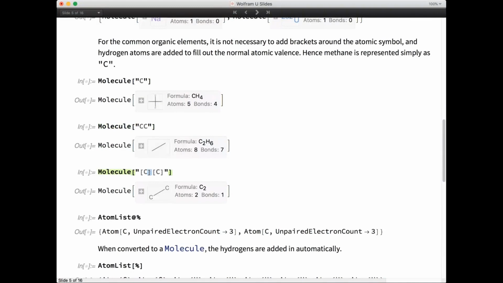Whereas if you bring back those square brackets and don't tell us how many hydrogens are in it, this is how you get a single molecule with 2 carbon atoms and no hydrogen atoms. And so if you look at its atom list, you'll see that the only way that makes sense is to give each of those carbon atoms an unpaired electron count of 3.